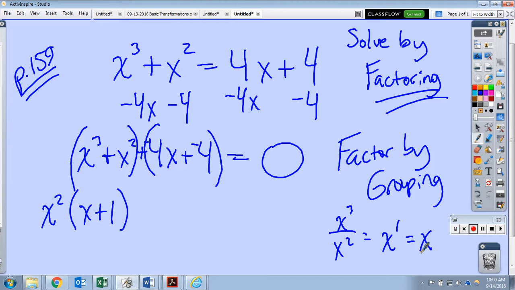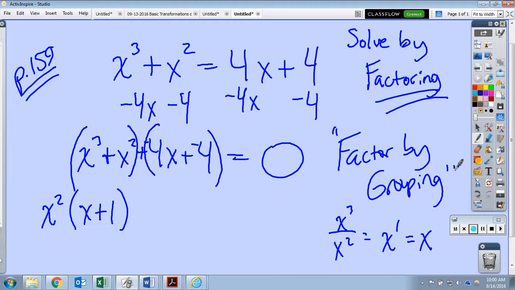Okay. And now let's look at these two. So this is the idea of factor by grouping. Factor by grouping, it's just like it sounds. I group these two. I'm going to look at these two guys by themselves, and we'll see if algebraically something works out here.